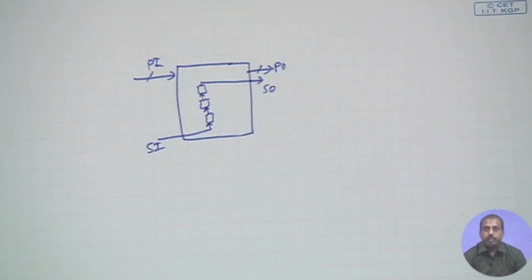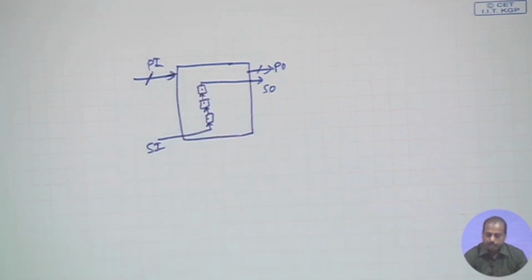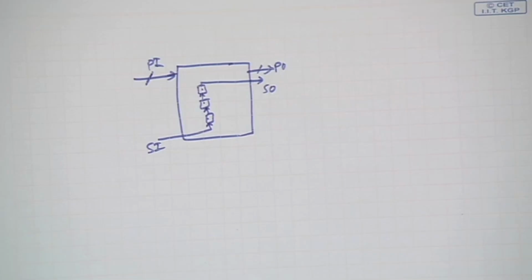and these are the primary output lines. So, for testing purposes, I can consider these primary inputs as well as these flip flops as primary inputs. All of them can be viewed as primary inputs. That is why all inputs can be controlled, and at the same time all outputs can also be observed, because the primary outputs are observable and these scan cells are also observable through the scan out point. So, the advantage is that it converts a sequential ATPG to combinational ATPG. This test pattern generation problem becomes simpler. It is no more a sequential ATPG.